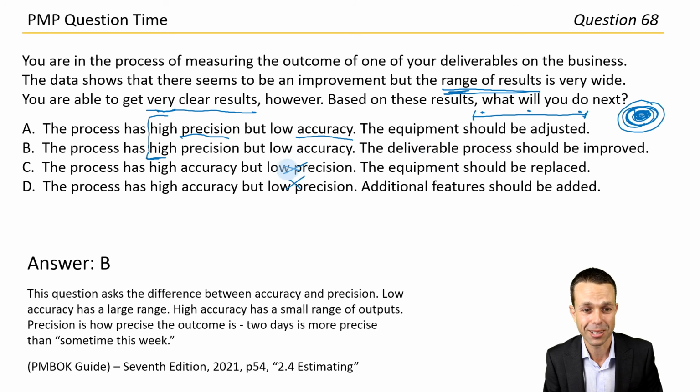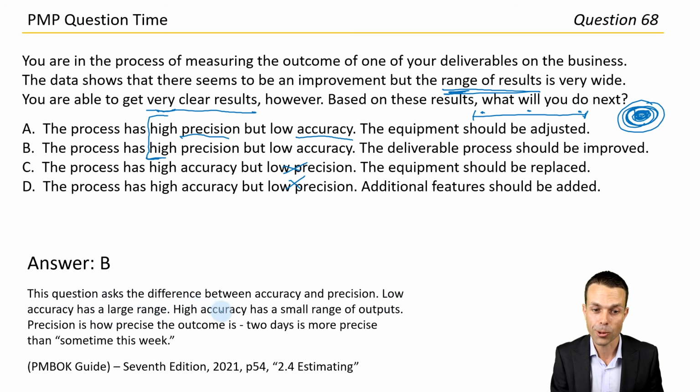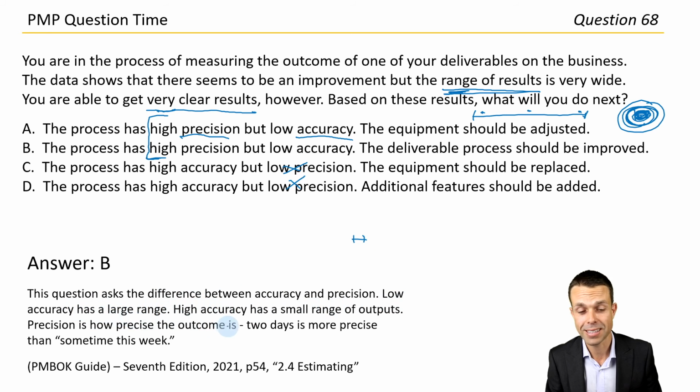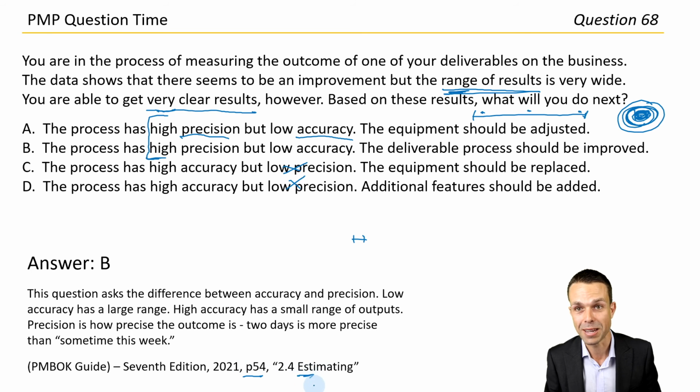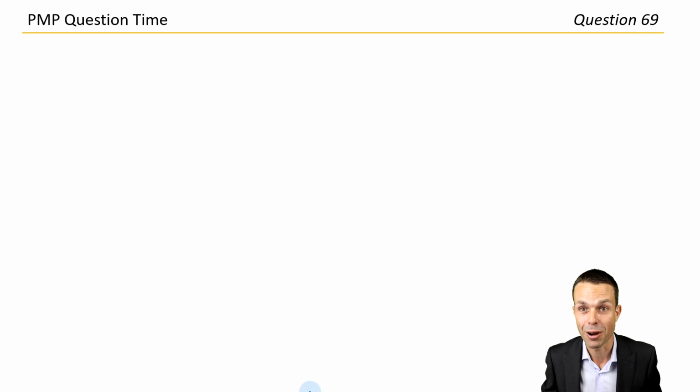Fantastic. Okay, that was actually a little bit trickier. This question asks the difference between accuracy and precision. Let's see what tips they give us here. Low accuracy has a large range. That's what we said. High accuracy has a small range of outputs. Fantastic. Precision is how precise the outcome is. 2 days is more precise than sometime this week. So that's good to know. And we've got page 54 in the PMBOK Guide 7th edition there. So we're bumping up to the next PMBOK Guide, which is also handy, under 2.4, under estimating in the PMBOK Guide 7th edition. Well done, guys. That was a little bit trickier, but also very, very good to know.